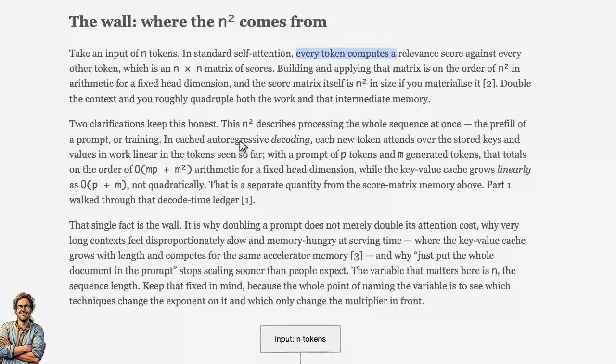Here is where the n squared comes from. In standard self-attention, every token computes a relevance score against every other token, which is an n by n matrix. Building and applying it is quadratic in arithmetic, and the score matrix itself is quadratic in size if you materialize it. Double the context and you roughly quadruple both. That single fact is the wall.